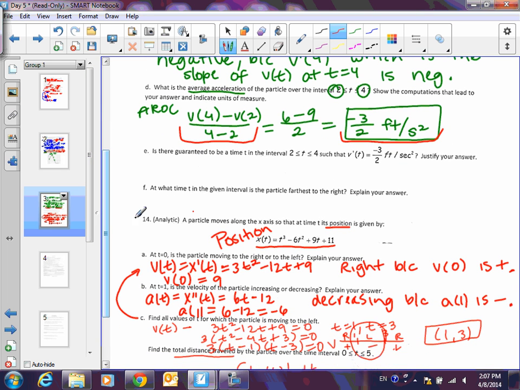All right, so this next part is easy. I mean, easy? I didn't mean to say that. It isn't easy, but it's interesting because it says, is there guaranteed to be a time such that v prime equals the value from part D? So they're basically saying, is the average rate of change for sure going to equal the instantaneous rate of change?